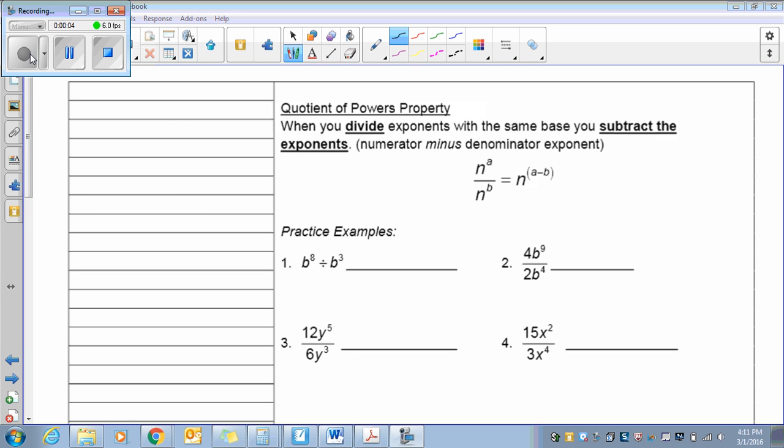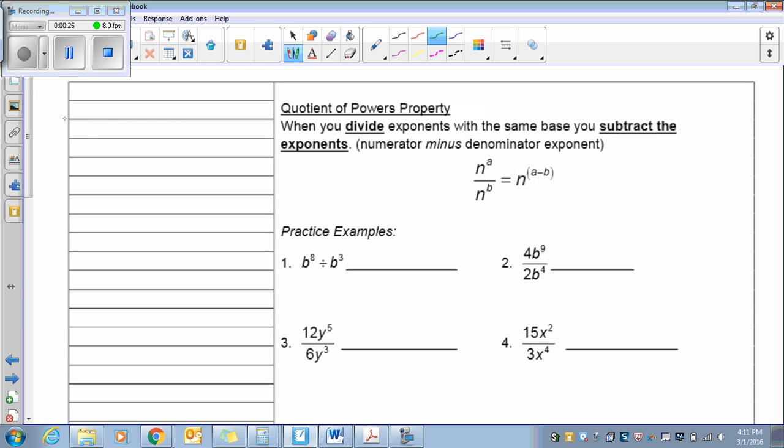Welcome back. We are now going to look at the second part of the exponent laws notes. We are now on the quotient of powers property, which states when you divide exponents by the same base, you can subtract the exponents. So we are going to look at, again, why this works. So instead of having a as the exponent and b as the exponent on n, let's give this some numbers.